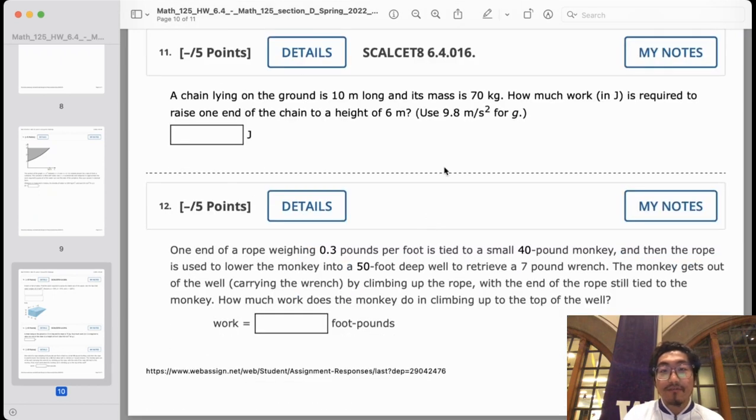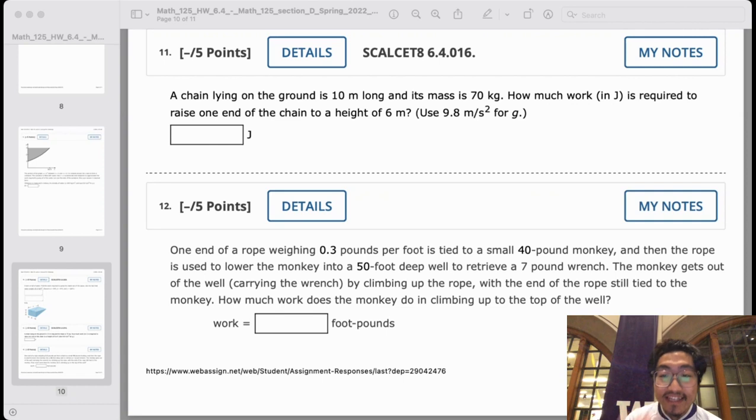This is a chain problem, number 16. You have a chain about 10 meters long and the mass is 70 kilograms. How much work is required to lift one end of the chain to a height of 6 meters? Use 9.8 meters per second squared for g. In this case, it is positive. So the density is the mass over length, which is 7 kilograms per meter.